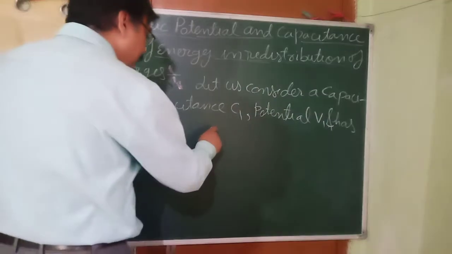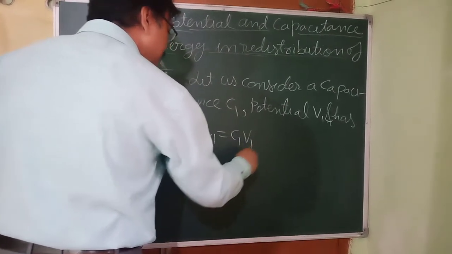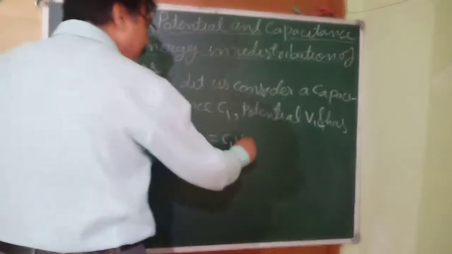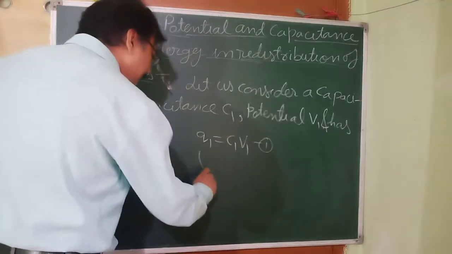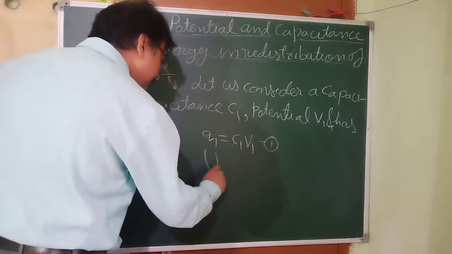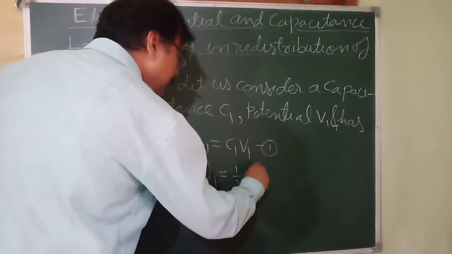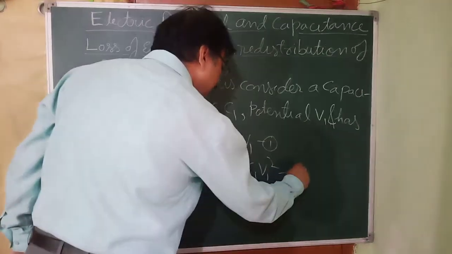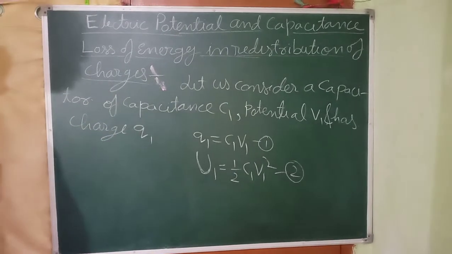Now what can we write from here? Can we write Q1 is equal to C1 V1? This is equation 1. What else can we write? The energy stored in that capacitor, let it be U1, is half C1 V1 square. This is equation 2. That's the information we get from this.